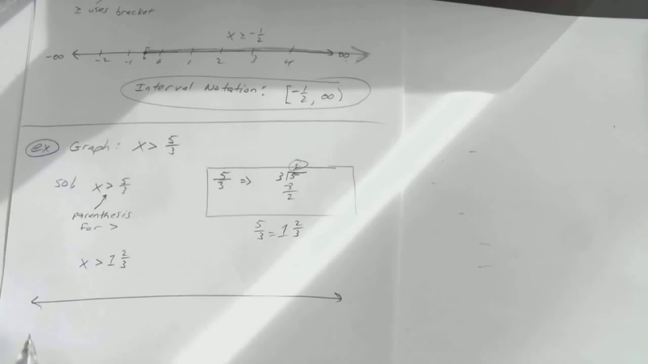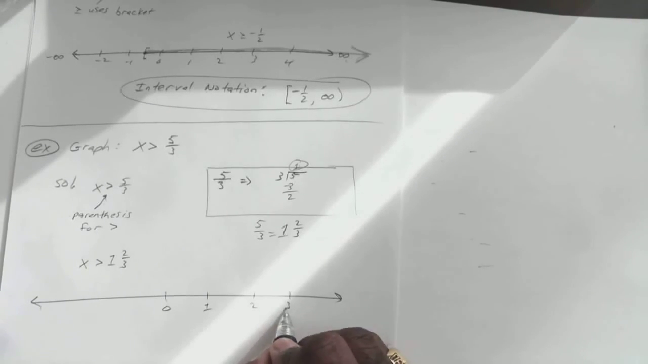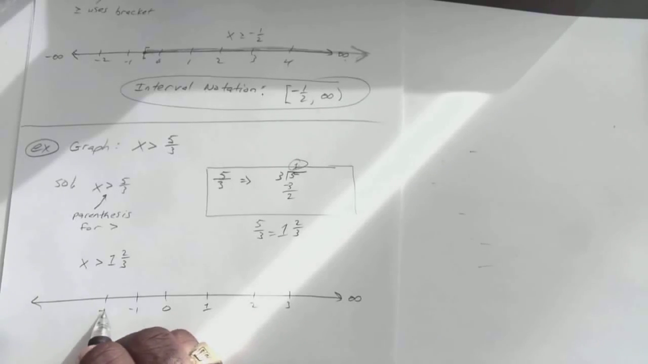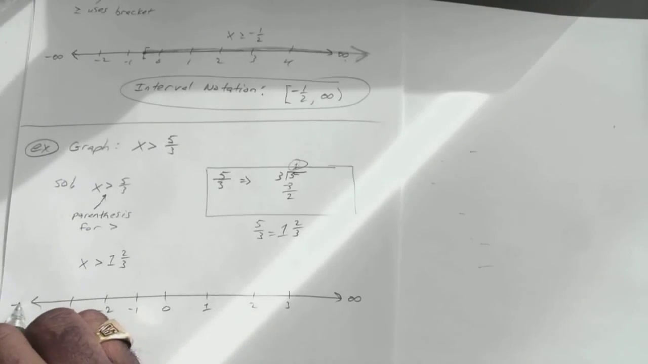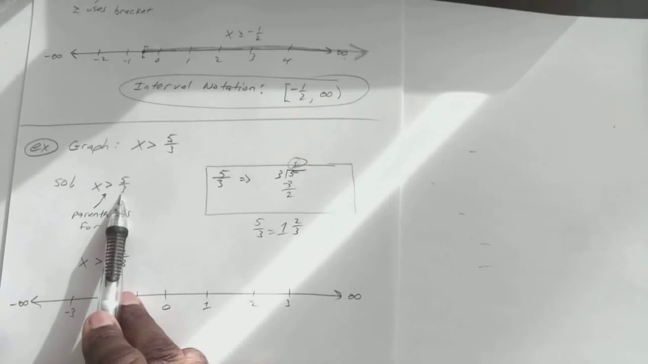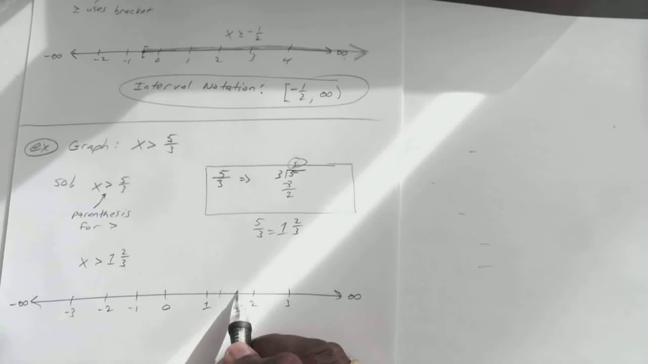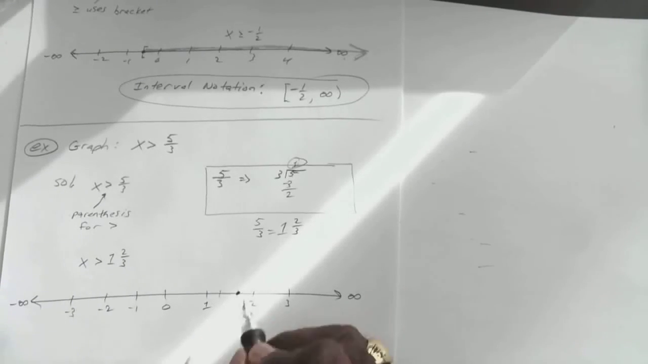Okay, so if we draw out our number line, say 0, 1, 2, 3, all the way to infinity, and -1, -2, all the way to negative infinity. We're looking for our 5 over 3, which is 1 2/3. So you have your 1. This is like 1 1/3. 1 2/3 is about right there. So that's actually your 5 over 3.